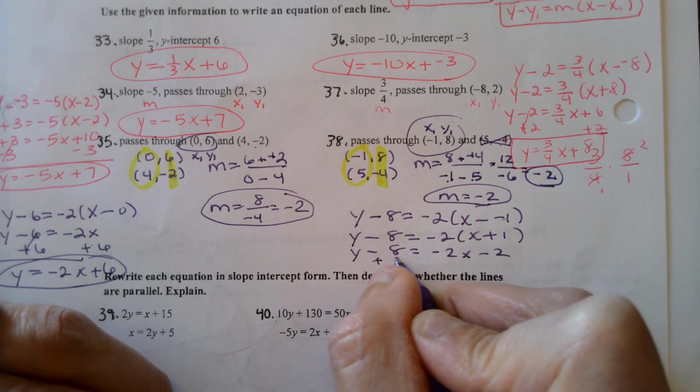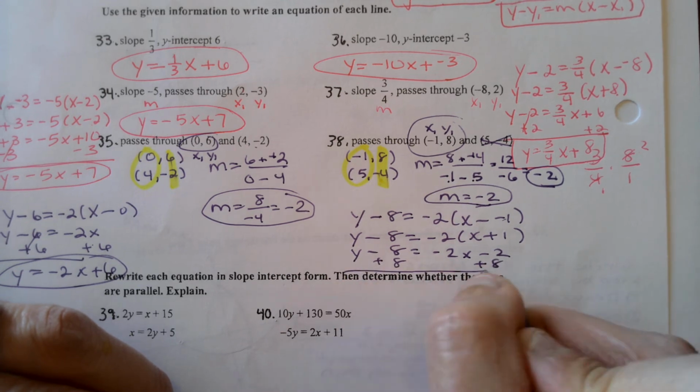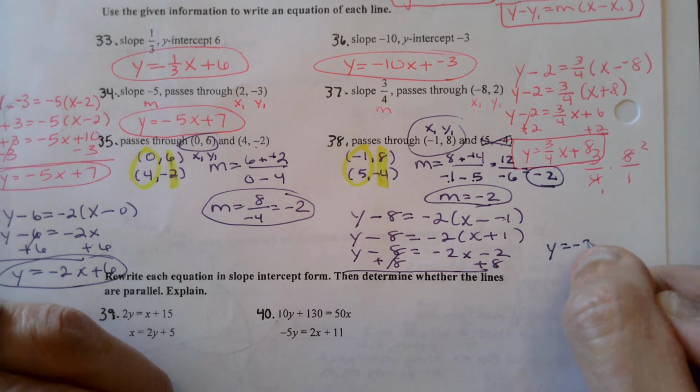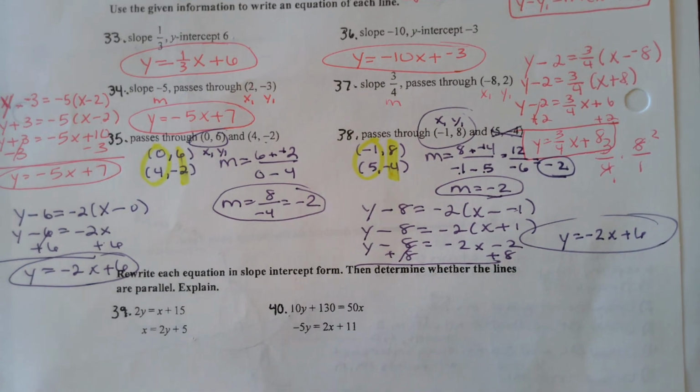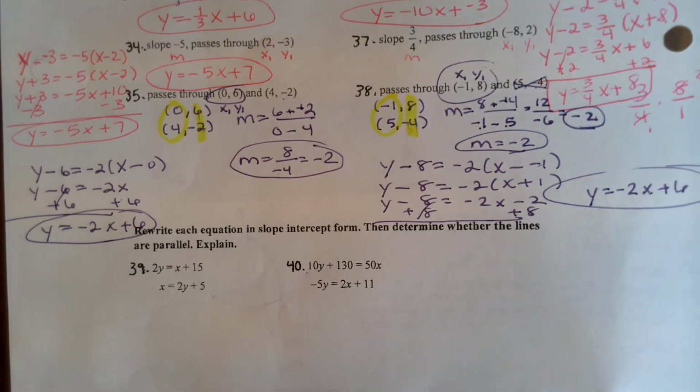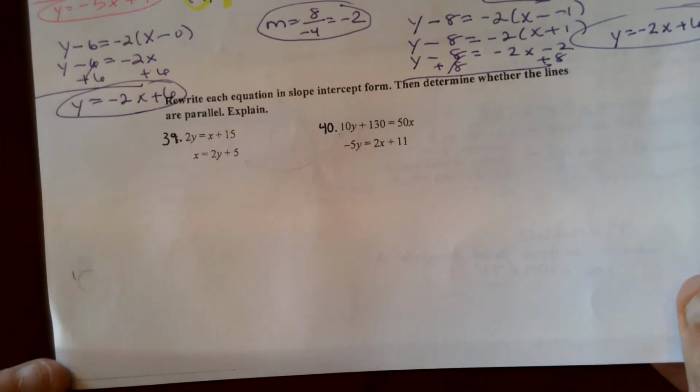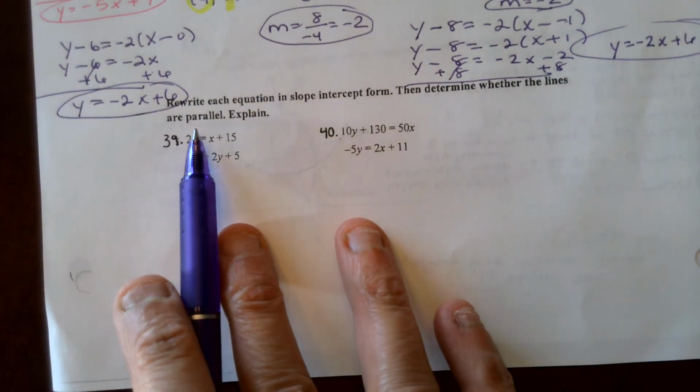I'm now going to add 8. And I am -2x plus 6. All right. Now we have to rewrite.